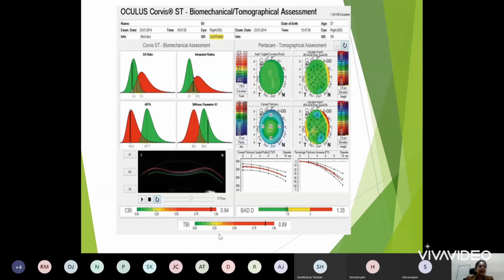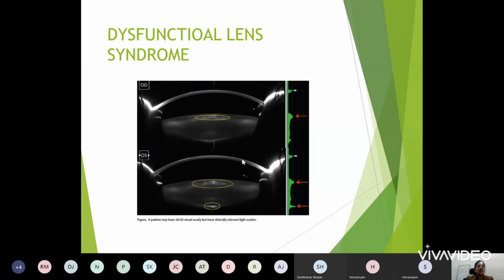So in case of any doubt, we can quickly go through this Corvis ST Oculus assessment graph. It also gives us the dysfunctional lens syndrome data. Even if the vision is fine, the patient can have a few opacities. Therefore, this is also very important.